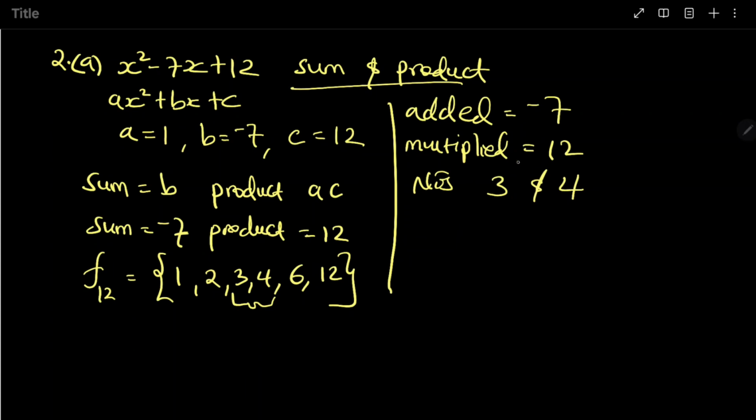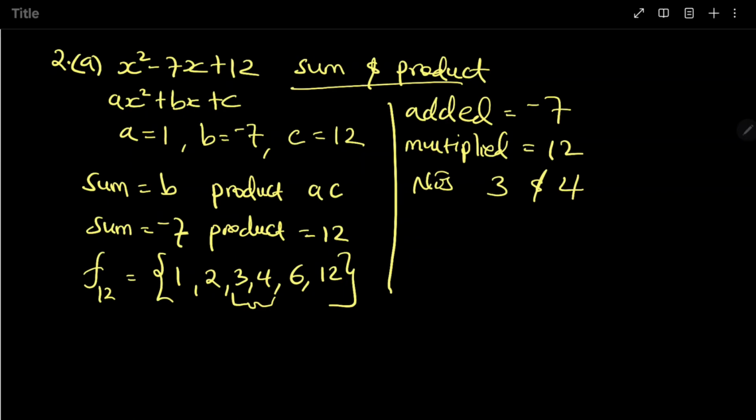So, first of all, they give us the product, which is 3 times 4 is 12, but 3 plus 4 is 7 and not negative 7. So what do we do? How do we manipulate these two to make sure that we get a negative 7 and still get a positive 12?